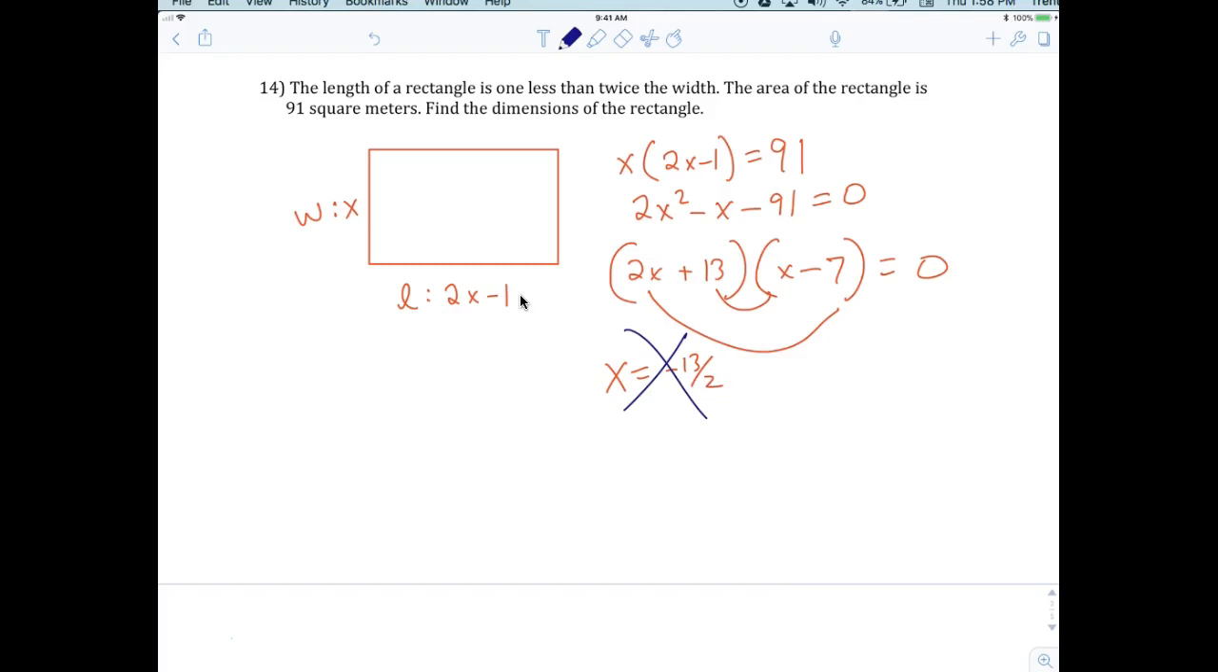I was so close. The extraneous solution, remember, cannot be negative. Your length cannot be negative. So your only answer is x equals 7. Now again, that is not the answer. You have to find the dimensions. We have to read the question. The question says, find the dimensions. So we would say it is 7 meters by 13 meters. Very good.